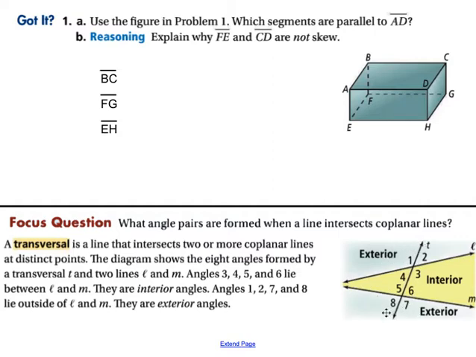We have some interior angles and some exterior angles. Now, the shaded bluish color ones are exterior angles. Those are angles 1, 2, 7, and 8. Those are on the outside. They are exterior. They're on the outside edge. The interior angles are 3, 4, 5, and 6. They are on the interior of the two lines. We're going to be identifying those and giving some specific names as we move along here.